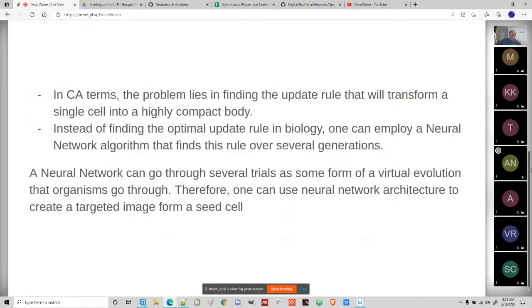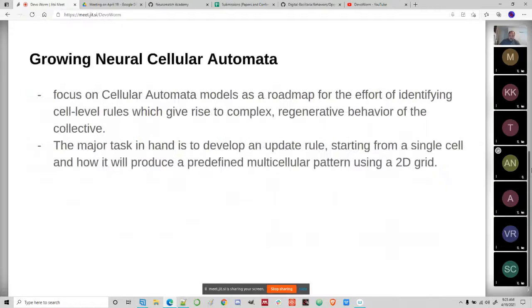Similarly, in the same way, a neural network will go through many epochs again and again and try to learn what the rules are. Therefore, we can use a neural architecture to create a targeted image from a seed itself. In the project I'm doing, the focus is on the cellular automata model as a roadmap for identifying cell-level rules, like how each cell will develop and give rise to more complex and regenerative behavior overall.